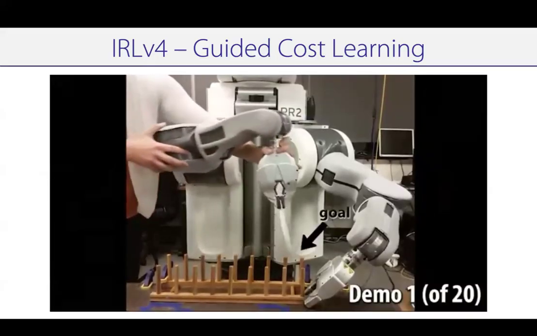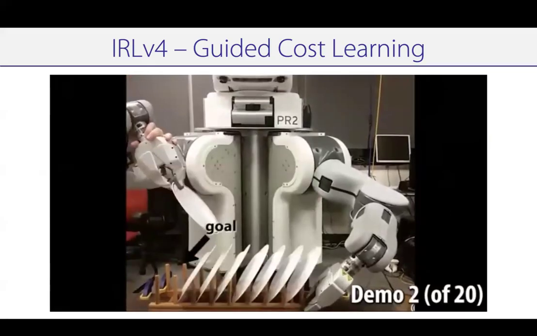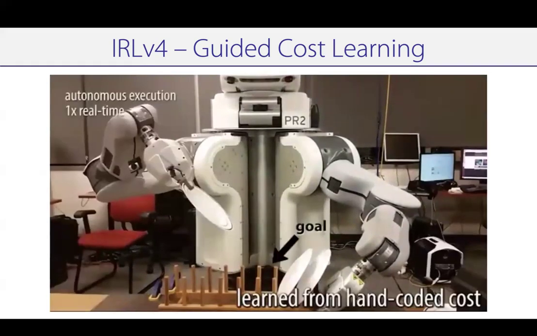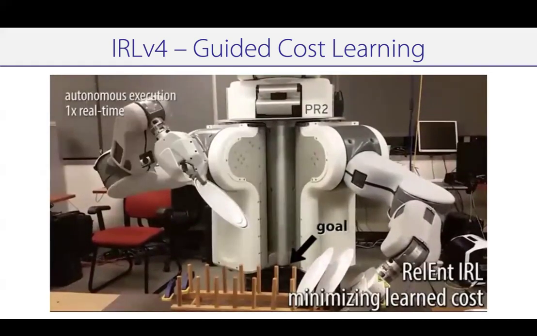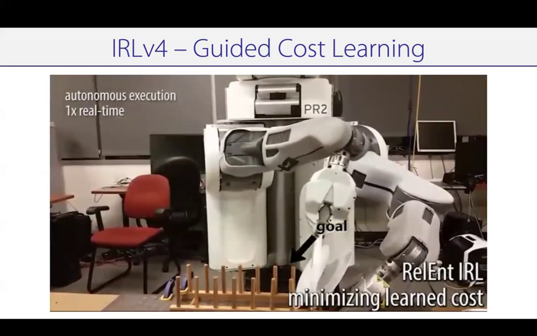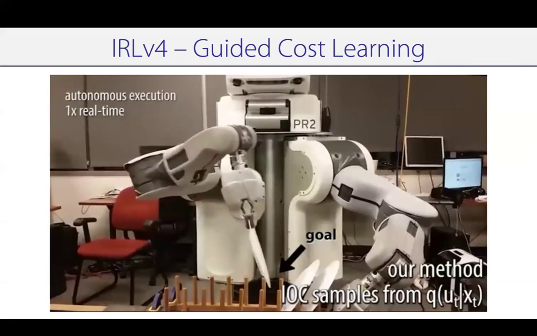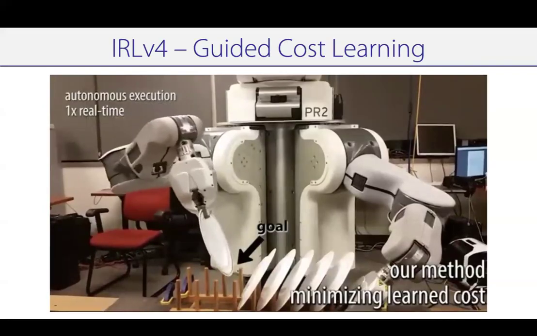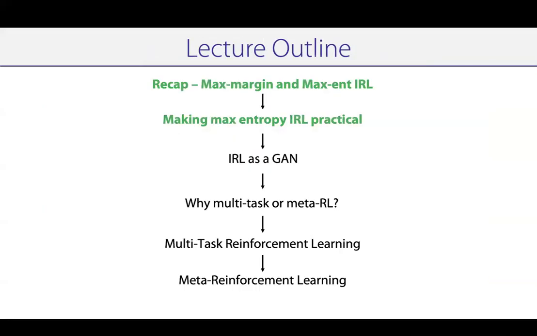So this is some stuff where they demonstrated putting plates into a dish rack. Paper called Guided Cost Learning. And they showed that they can generalize to more plates, compared to hand coded costs. Using this correction seems to get precision and relatively efficient optimization. Okay, so that makes IRL a little more practical, right?